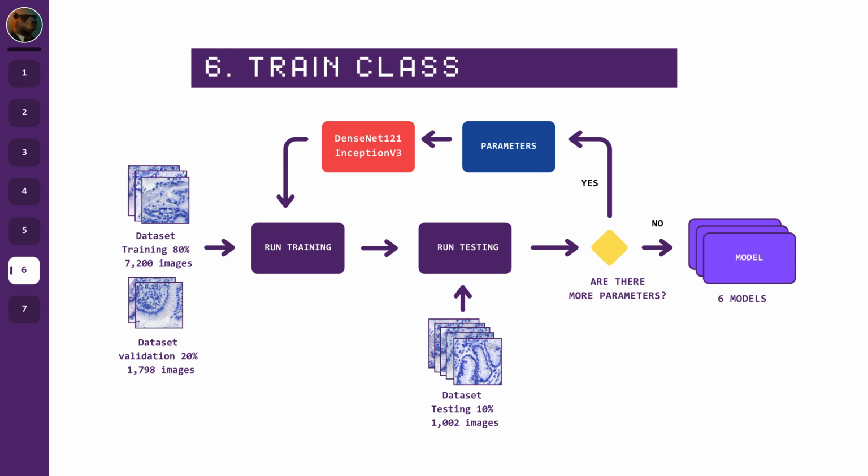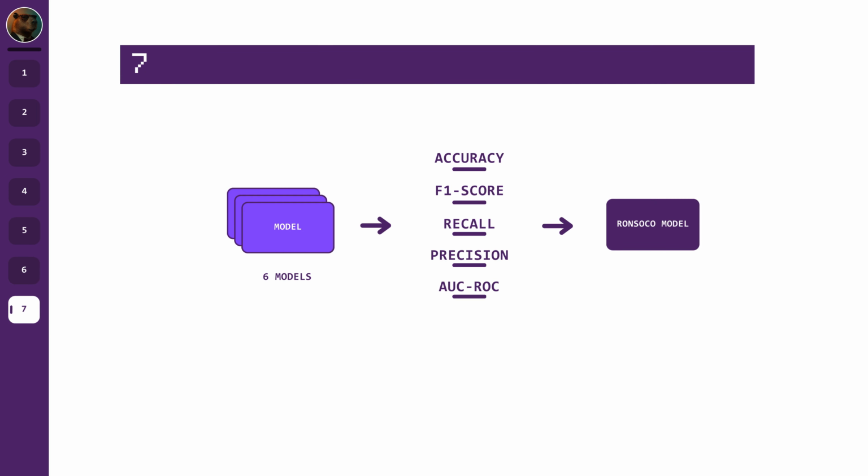Train classifier model. We trained the model using 512 by 512 pixel images with a batch size of 32 up to 20 epochs and a dropout rate of 0.3. We tested different learning rates using the Adam optimizer and applied transfer learning with DenseNet121 and Inception v3. In total, we generated 6 different models, combining architectures and learning rates.